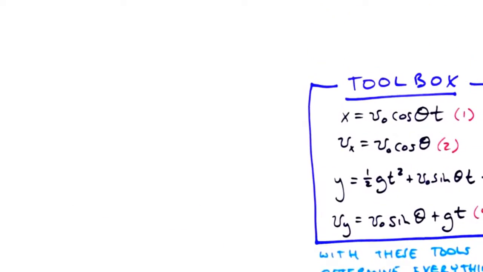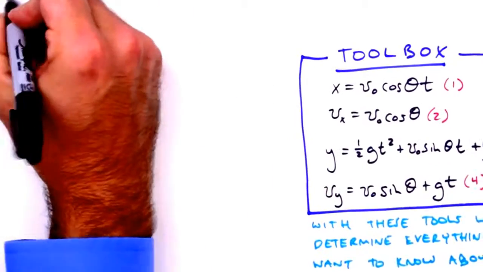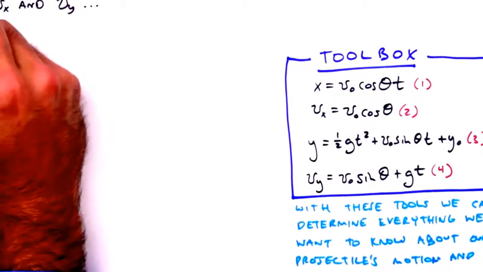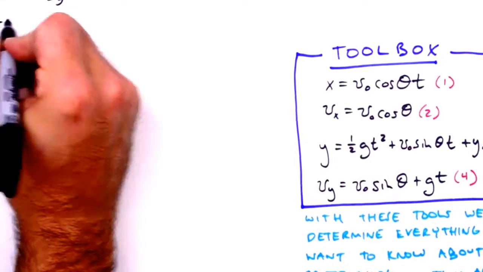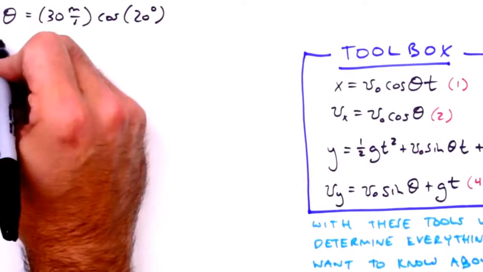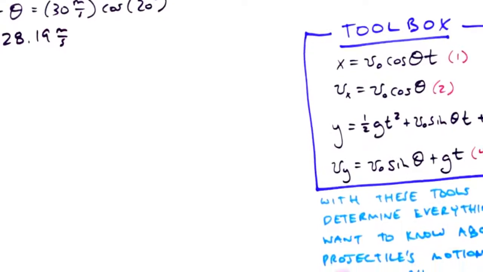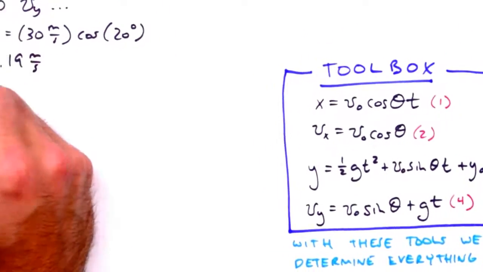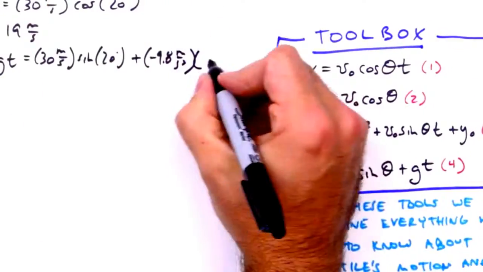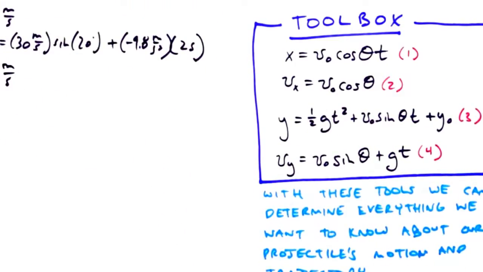Lastly, we'll determine the projectile's velocity 2 seconds after launch. We'll need to determine the x and y components separately, so starting with v sub x, we'll use equation 2. v sub x equals v sub o cosine theta. Using the aforementioned known values, we get 28.19 meters per second for the horizontal component. We'll use equation 4 to determine the vertical component. Inserting our known values, including the time in question, 2 seconds, we get a value of negative 9.34 meters per second for v sub y.